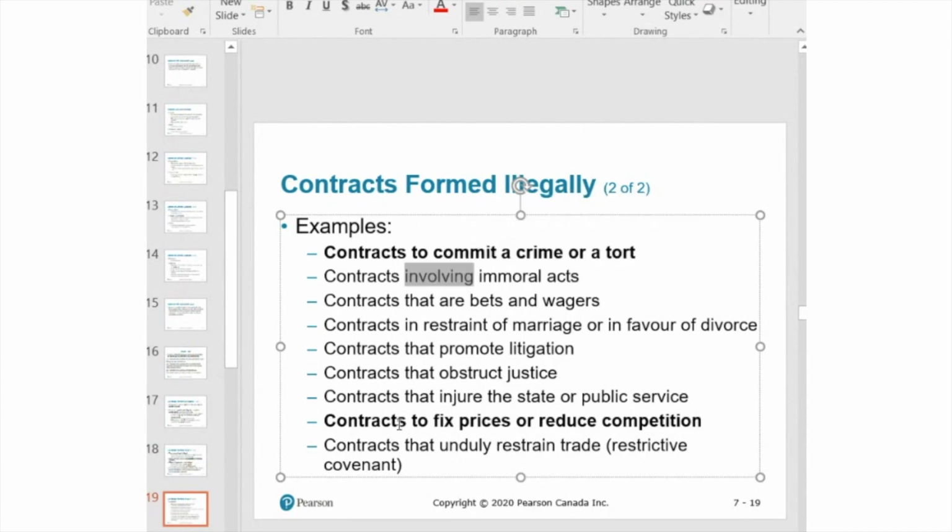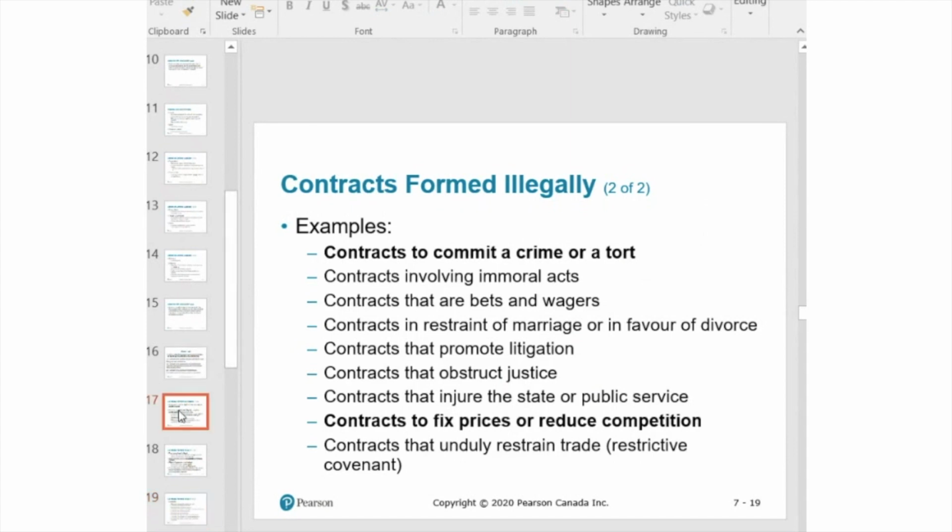And there are other examples here. Fixing prices, such as a cartel. Let's say all gas stations in Vancouver decide to have gas for $1. All of them. So they are fixing prices. They are going against competition. This is illegal. Those are all examples of illegal contracts. We should know what an illegal contract is because if we enter into one, courts will not help us. We are taking our risks, we are taking our chances.